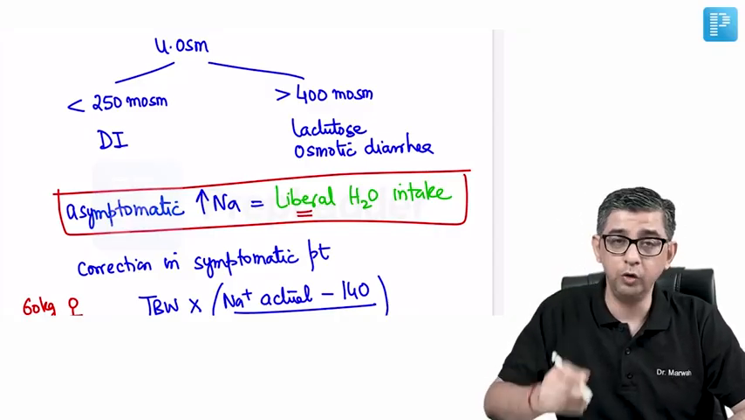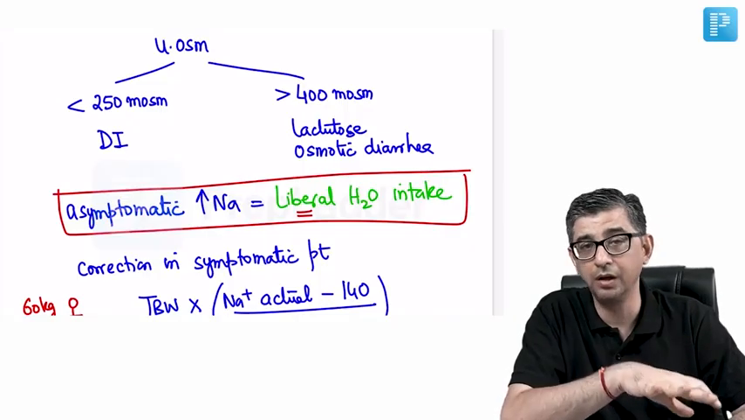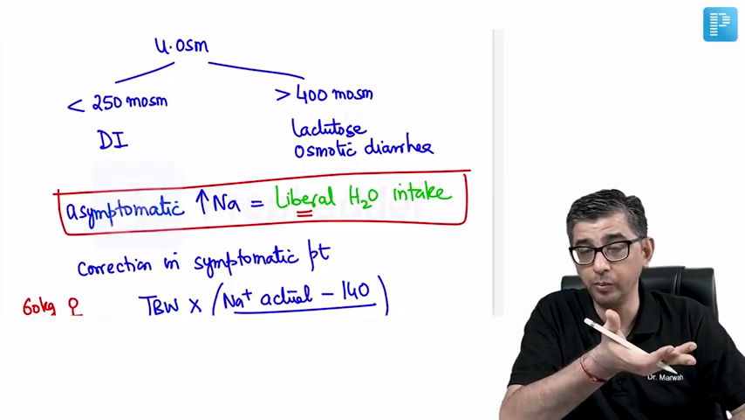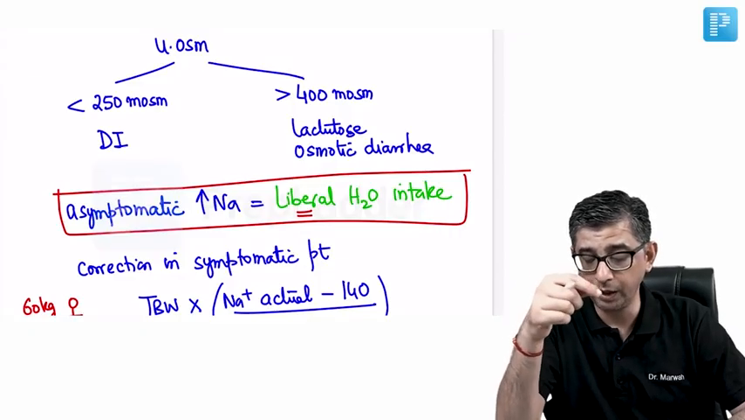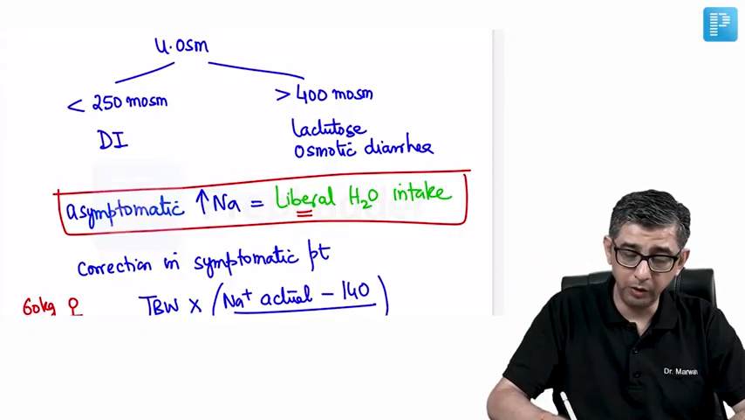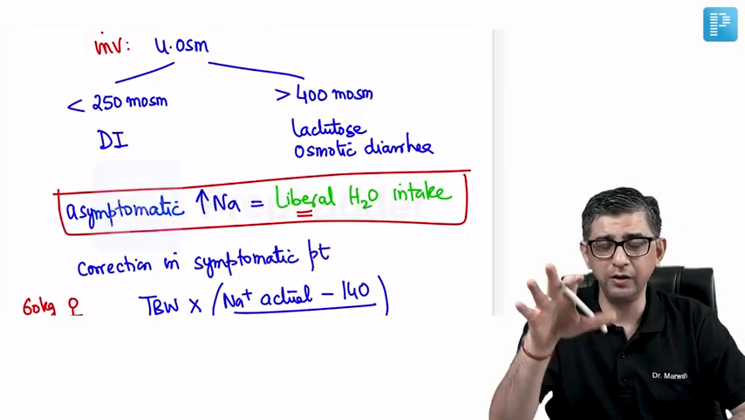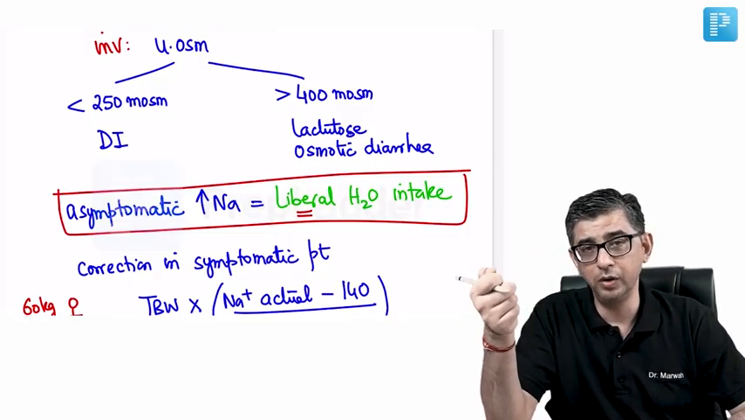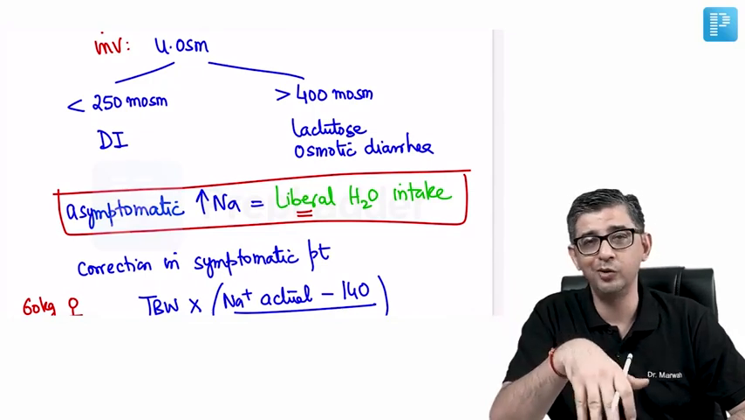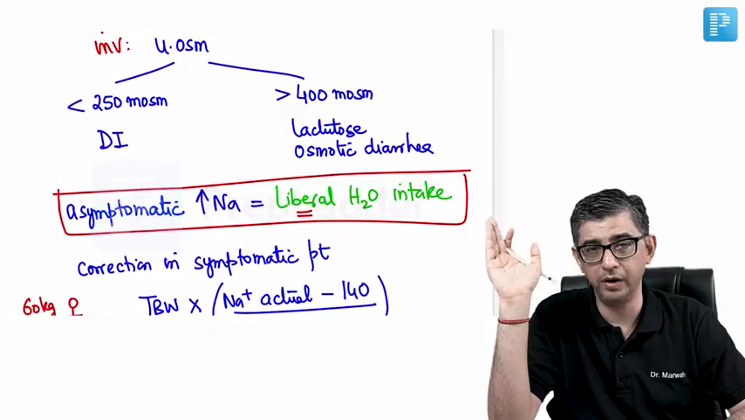If you are listening carefully, you will have noticed that in SIADH, I was talking about fluid restriction because there was already more water in the body. But now I'm talking about liberal water intake in asymptomatic hypernatremia. Then one of the important investigations that must be done in these patients is obviously electrolytes, but along with that, urine osmolality also plays an important role, because you would be checking whether the values are in the range that I have mentioned before you, less than 250 or more than 400.